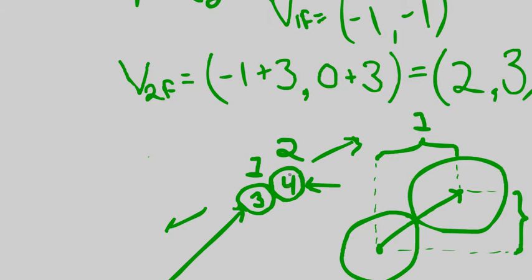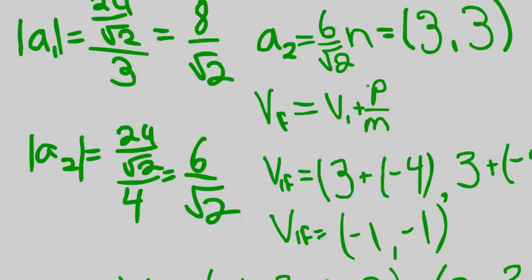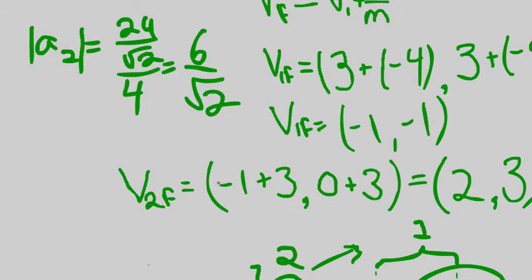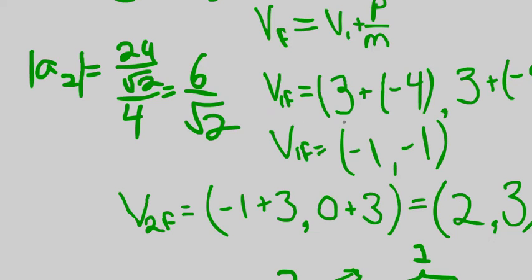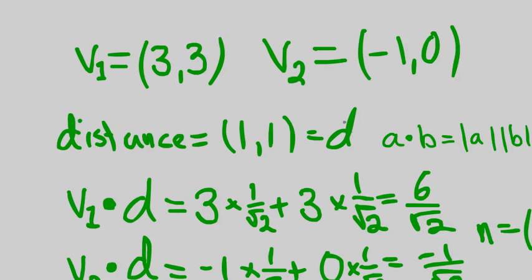And for the other velocity, I do the exact same thing. I add 3 and 3, which is the change in velocity for the second object, to -1 and 0. It's 2 and 3. So the velocity of this one afterwards will be 2 and 3.